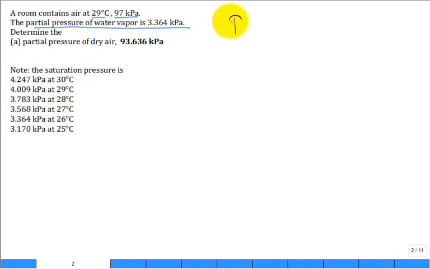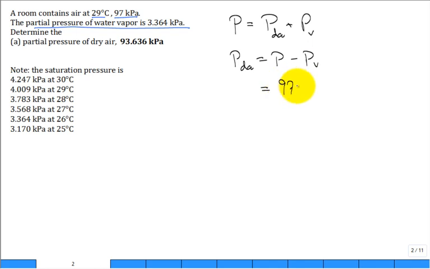Yeah. So the total pressure is the partial pressure of the dry air plus the partial pressure of the water vapor. And so if I'm looking for the partial pressure of the dry air, it's the total minus the partial pressure of the water vapor. The total pressure was 97 kPa, and the partial pressure of the vapor was 3.364 kPa. The difference is 93.646. Sometimes we need to calculate that numerically as a sequence of steps through the solution. Let's go to part B.